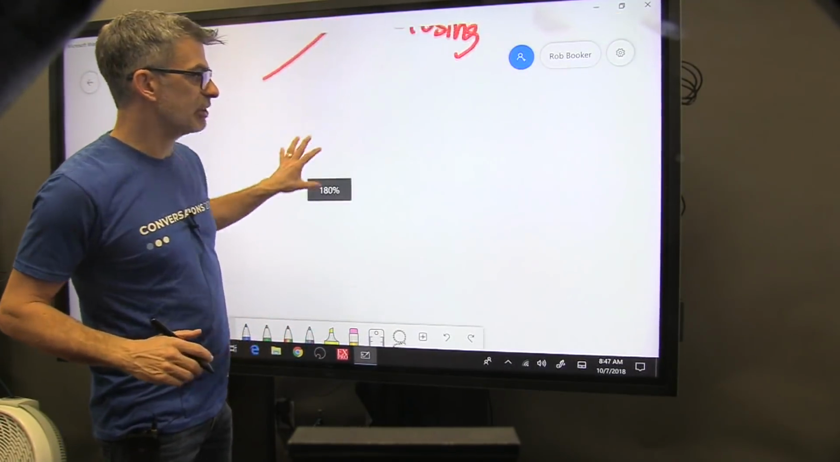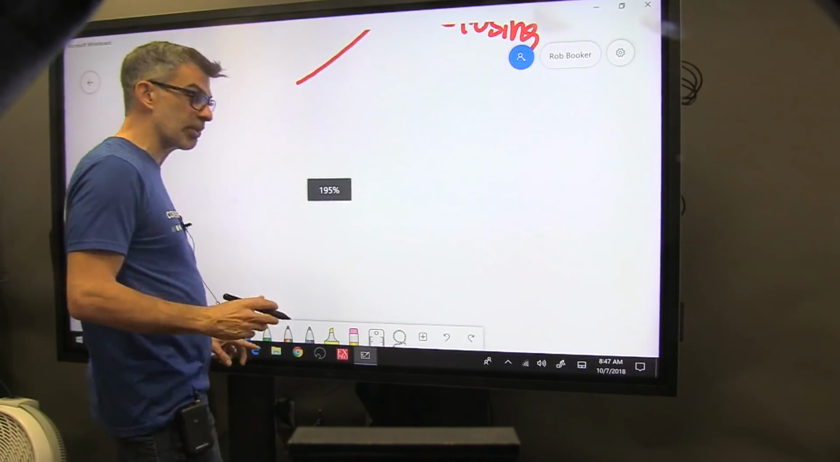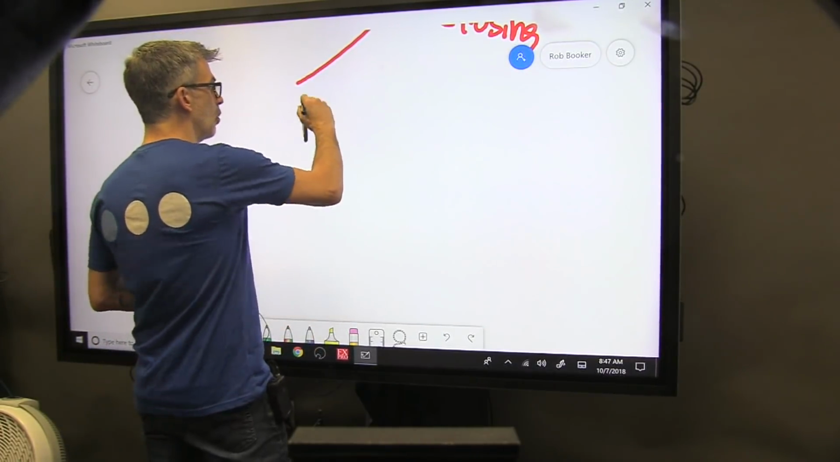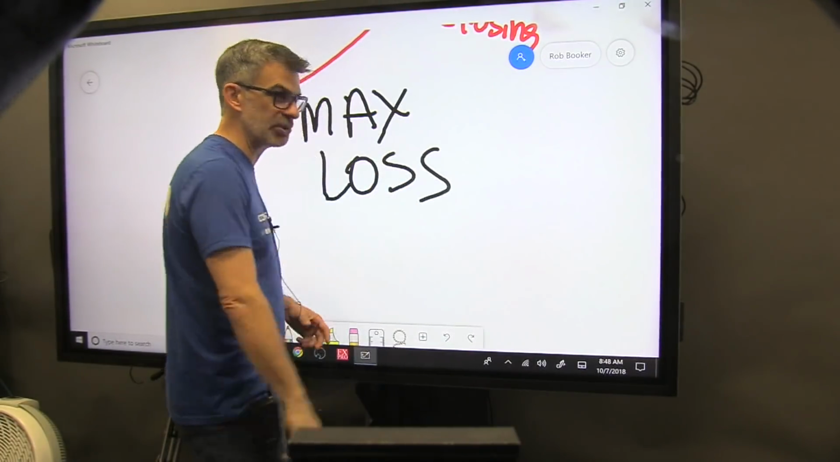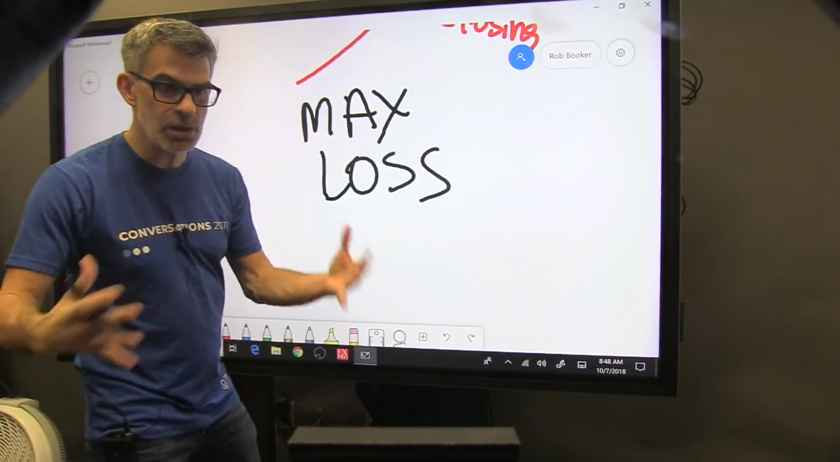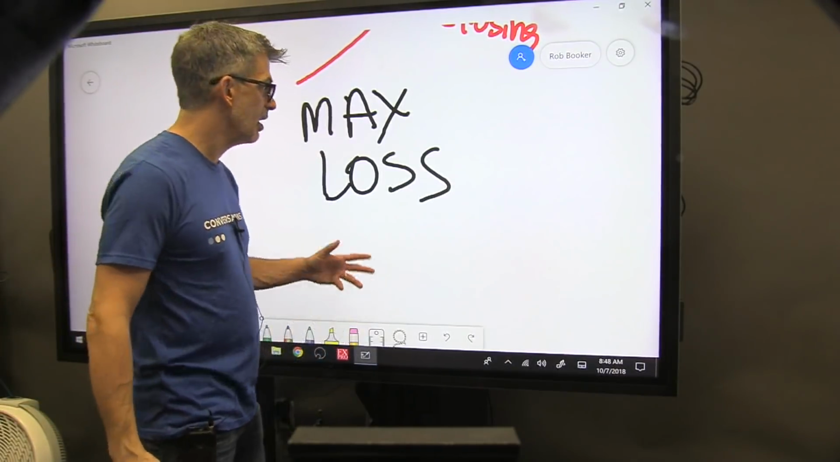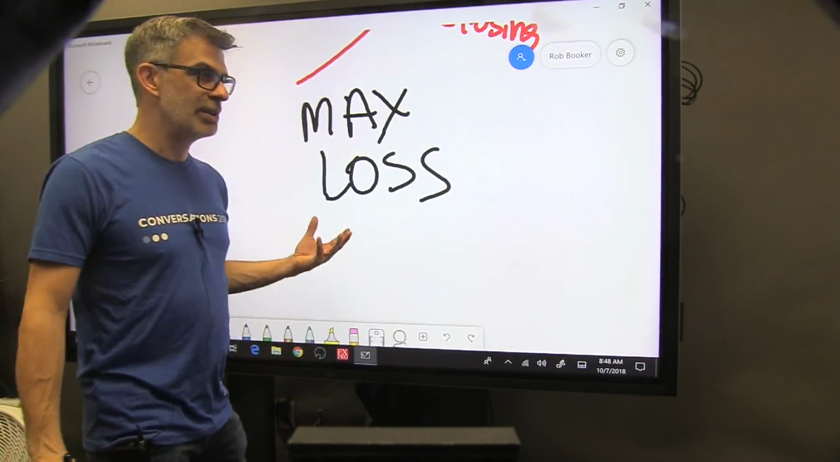And so the question naturally becomes, and this is where we're gonna wrap things up, what is the maximum loss? Let's say you trade with a small trade size. Let's say you are monitoring it daily for a few minutes. What's the max loss that might be acceptable?